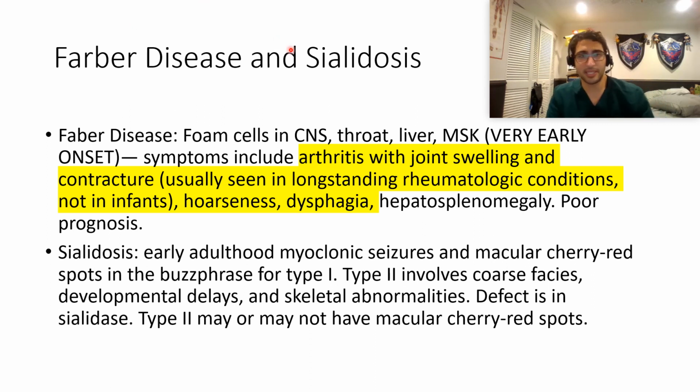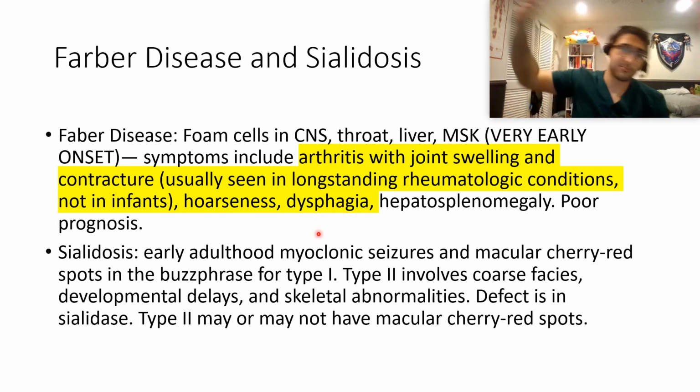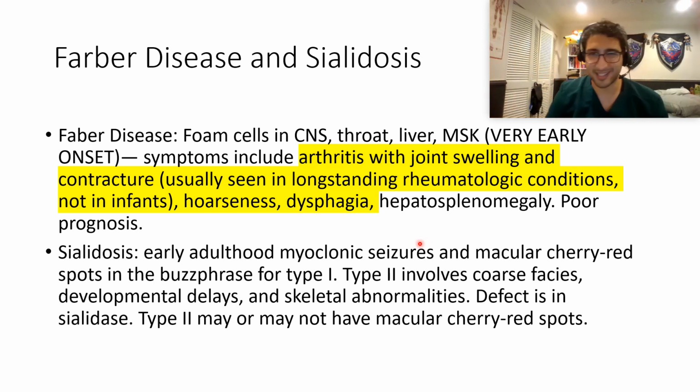So Farber disease and sialidosis. For Farber disease, you're going to think arthritis with joint swelling and contracture. Normally, you see contracture in long-standing inflammatory rheumatologic conditions. You wouldn't really see it in an infant in the absence of birth deformities. All right, so that's Farber disease. It's because of the arthritis. It causes this swelling and chronic inflammation that leads to contracture, which normally doesn't present till way later with things like rheumatoid arthritis. All right, so it's not normal in infants.